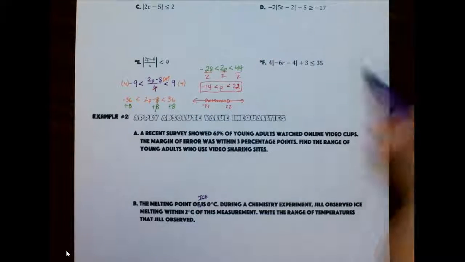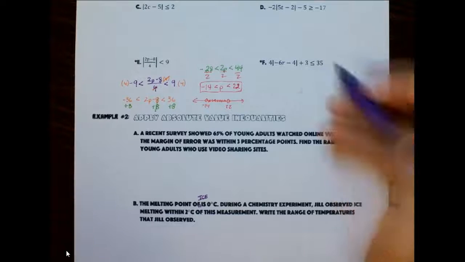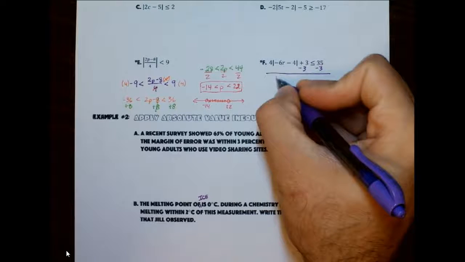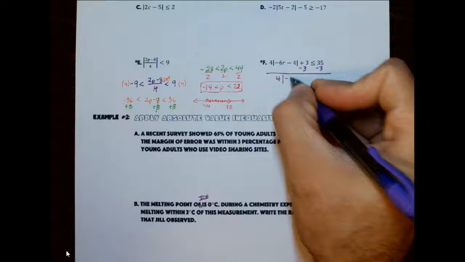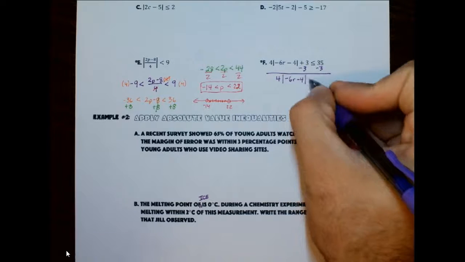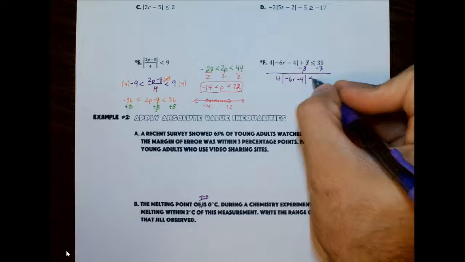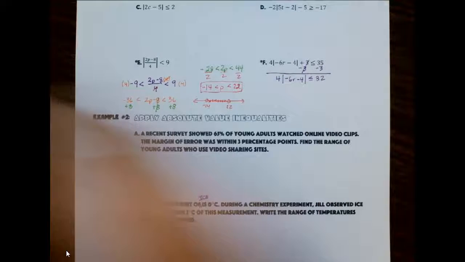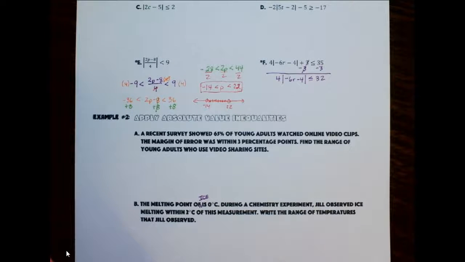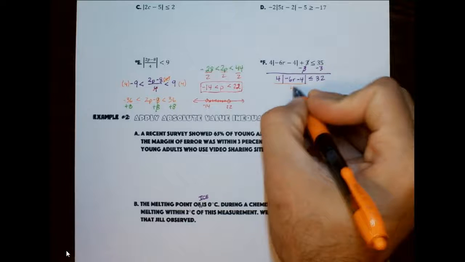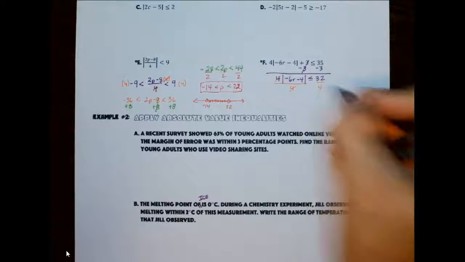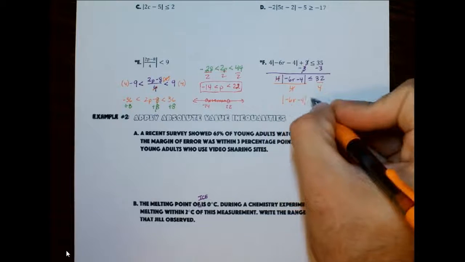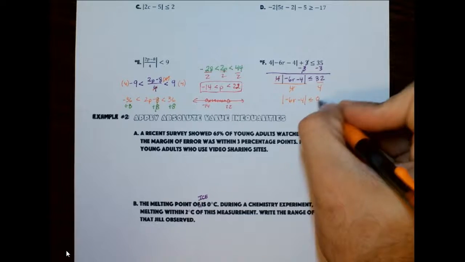In the next problem, we want to get the absolute value bars by itself. So I need to get rid of this plus 3 first. So I'm going to subtract 3 from both sides. So I have 4 times the absolute value of negative 6r minus 4. This cancels out because it makes 0, so less than or equal to 35 minus 3 is 32. I still have a coefficient of 4 out front, so I'm going to divide everything by 4. I divided by a positive number, so my sign stays the same. So I have the absolute value of negative 6r minus 4 is less than or equal to positive 8.